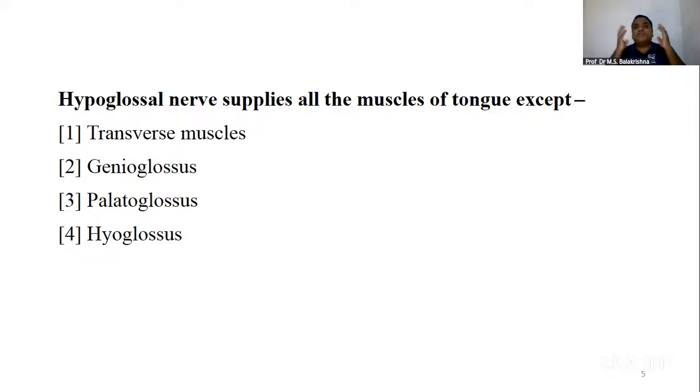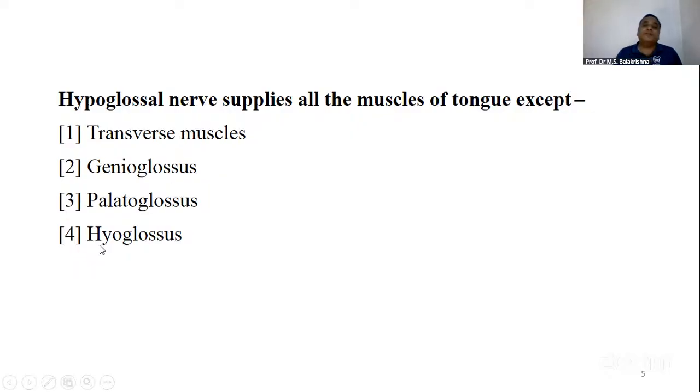Now, first you should know muscles of the tongue. There are two types of muscles: intrinsic muscles, extrinsic muscles. Intrinsic muscles are 4, extrinsic muscles are also 4. The intrinsic muscles are superior longitudinal muscle, inferior longitudinal muscle, transverse muscle, and verticalis or vertical muscle. Whereas the extrinsic muscles are genioglossus, hyoglossus, styloglossus, palatoglossus.